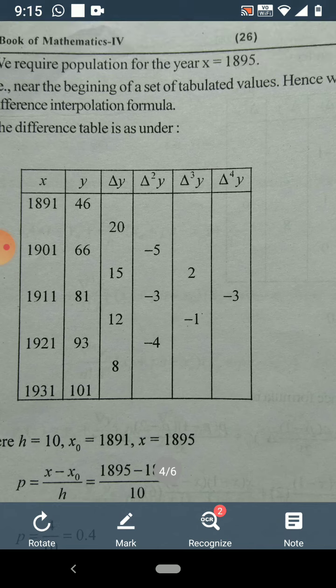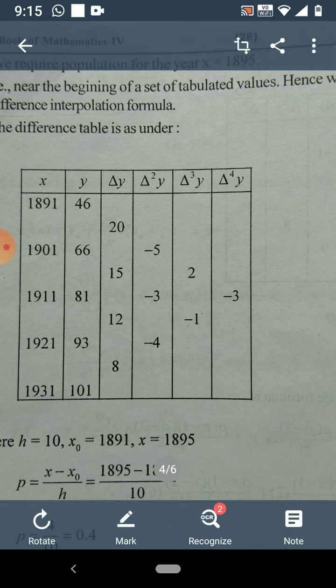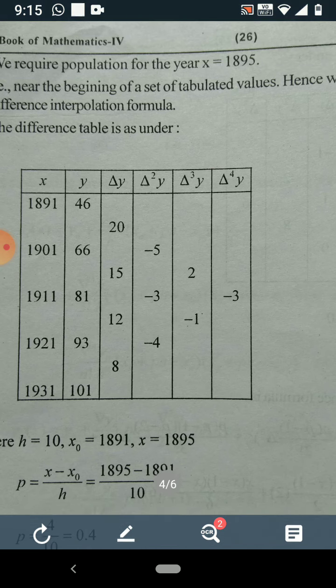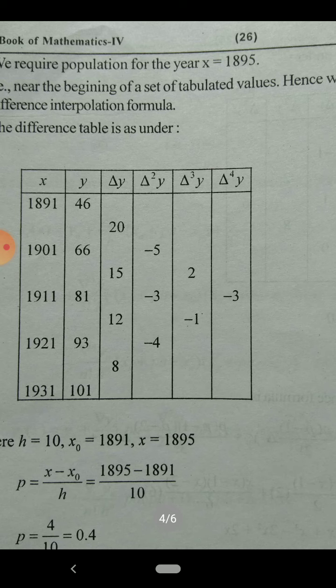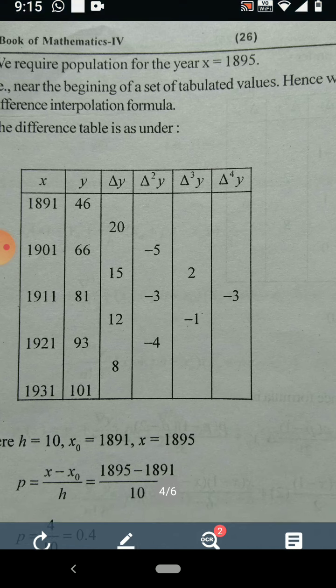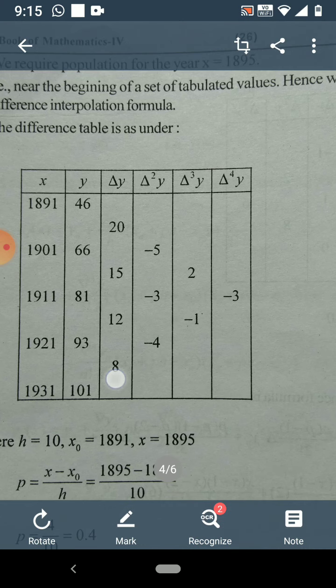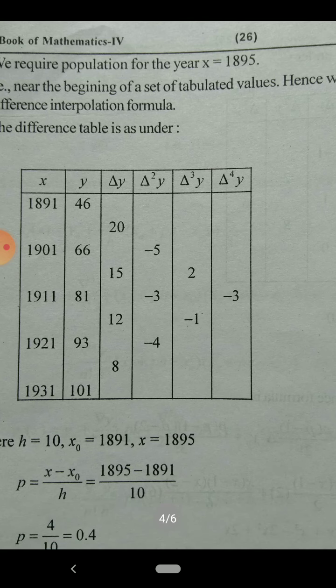That is 66 minus 46, it is 20. Then 81 minus 66 is equal to 15. 93 minus 81 is equal to 12. 101 minus 93 is equal to 8. As I have already told, the difference must be written in the center of these two given values.